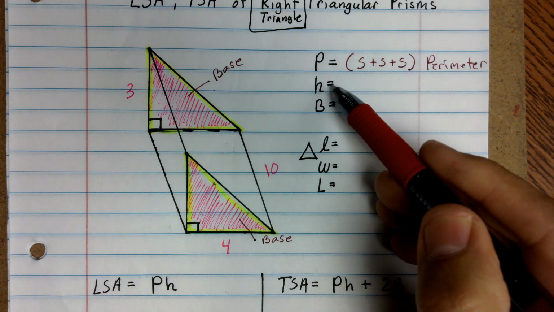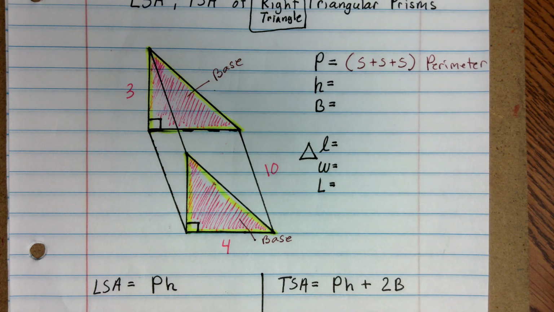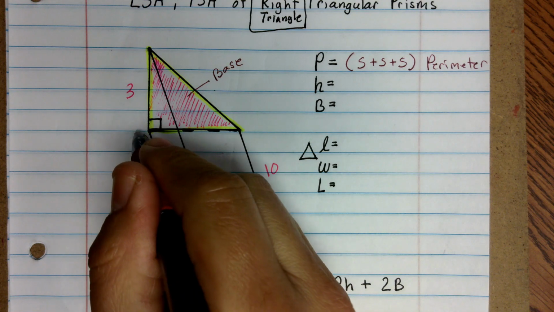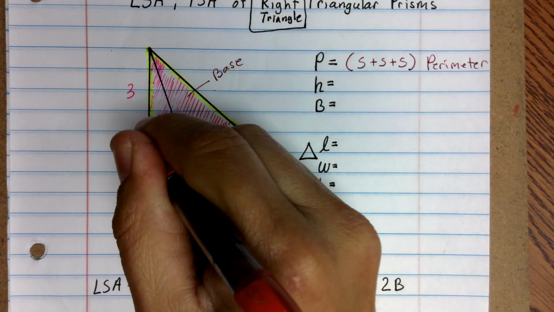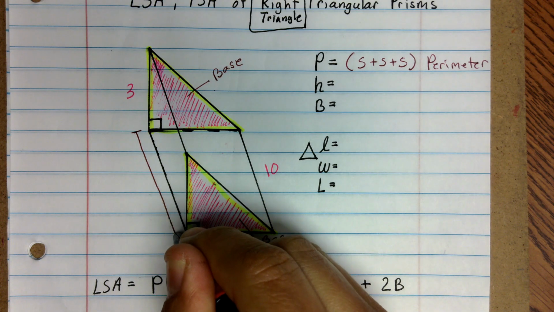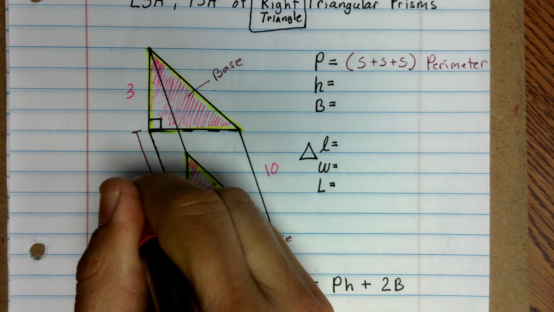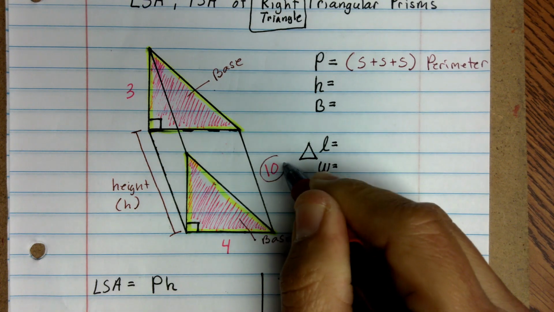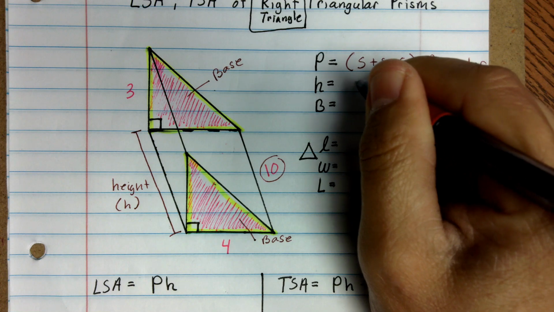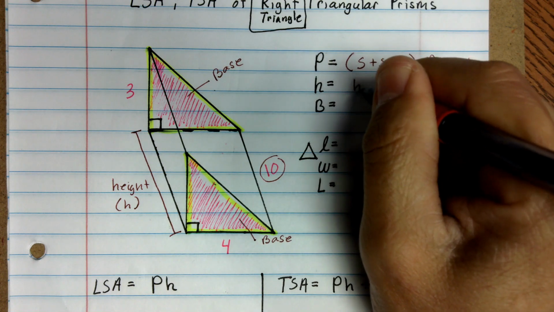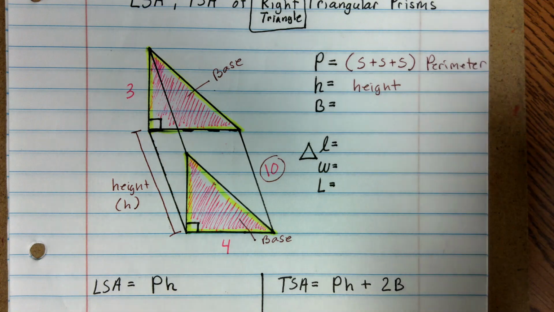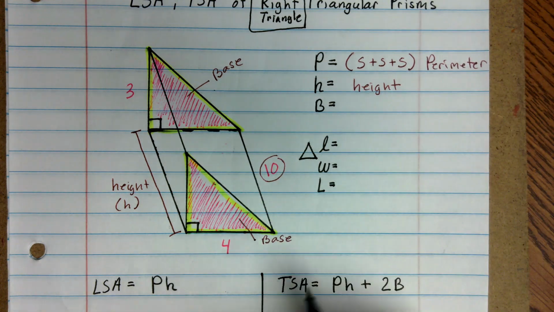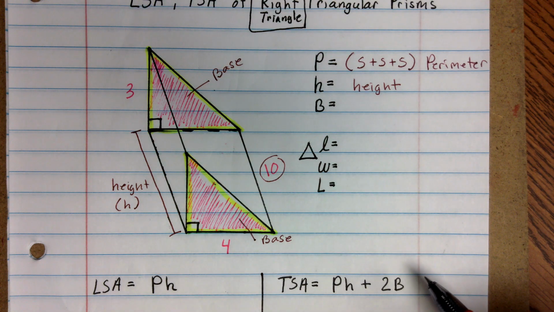When we talk about height, we're talking about the distance between the 2 bases. For example, if I went from this base all the way down to the next base, that would represent the height. And in this case, the height is 10. So I'm going to write right here, height. Now we're going to start calculating some of this so that we can do the lateral surface area first, and then we'll go from there and do the total surface area.